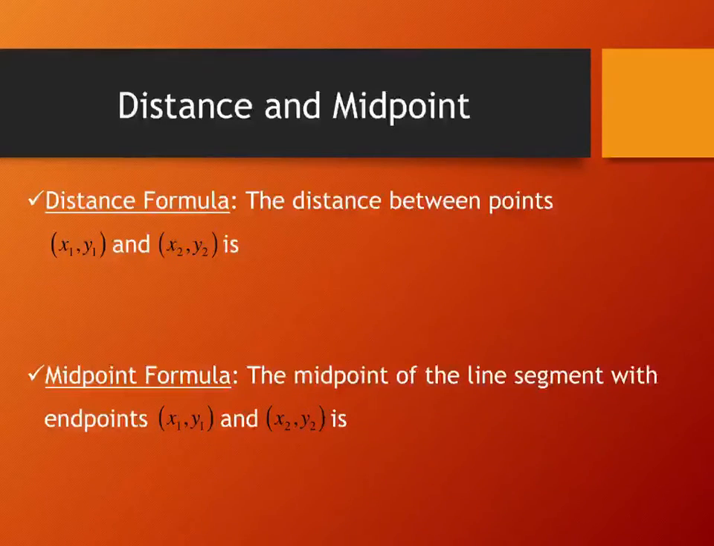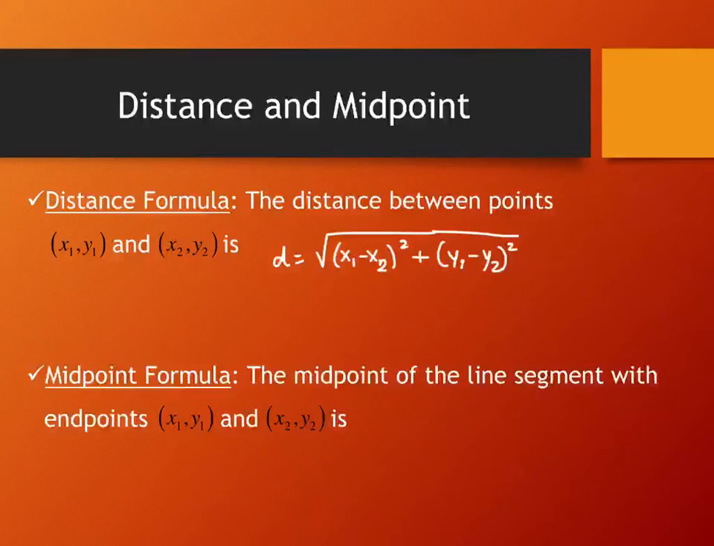The distance formula measures the distance between two points, and it's measured as follows. It's the square root of the difference in the two x values, squared, added to the difference in the two y values, squared.